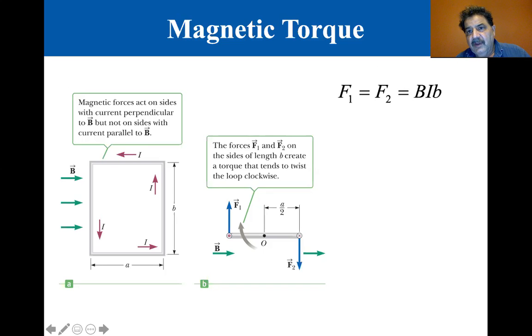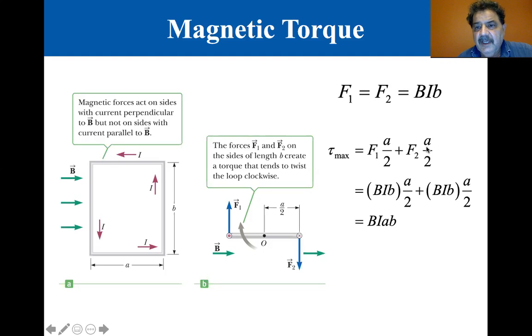Well, the force is equal to, you remember, BIL. What is L? L is the lowercase b, the length of the conductor. So F1 and F2 are both BIb.